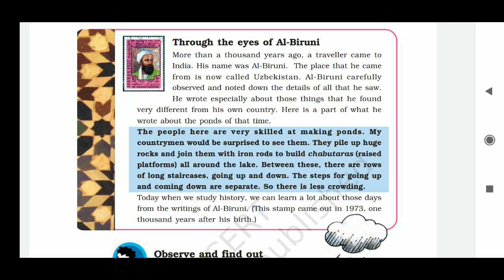Observe and find out. Look at the area around your school. Are there any fields, farms, pakka roads, drains, etc. in the area? Is the area sloping, rocky or flat? Think what will happen here when it rains.